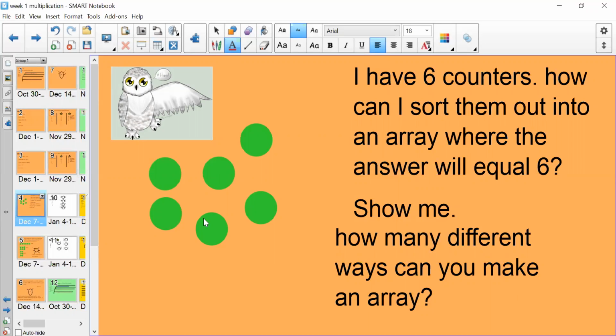So we've got to think of which 2 numbers equal 6 that we can also put into an array with these 6 counters. And then you've got to also think of how many different ways can you make an array with these 6 counters. So I'll give you a chance to do that on paper. So pause the video and see how many different ways you can make an array for it to equal 6.